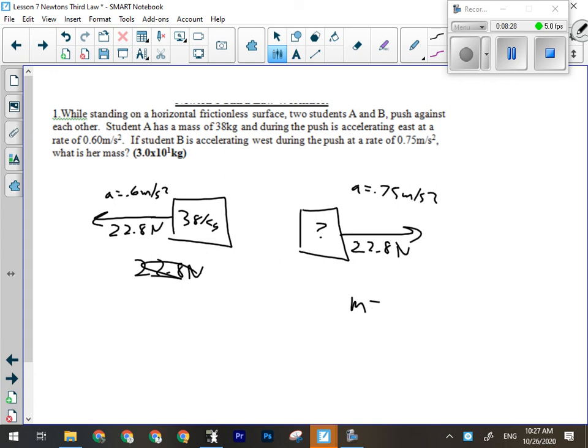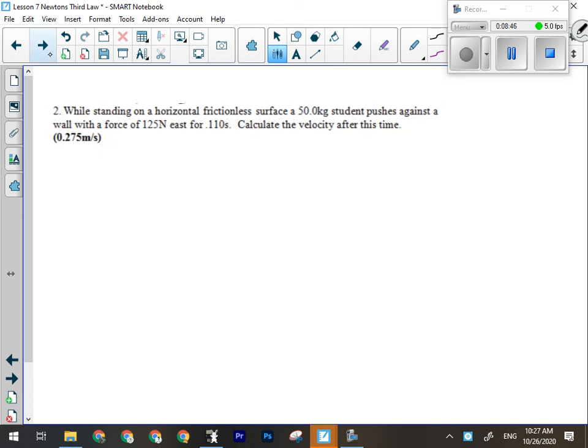Okay, so mass equals F net over a, so that'll be 22.8 divided by 0.75, and I should get 30 kilograms. Everybody all right with that? Pretty straightforward. Okay, see if you guys can do that one. Pretty straightforward, like 2 steps. Okay, I think you guys can handle it.